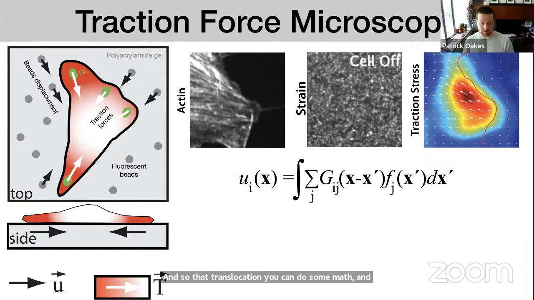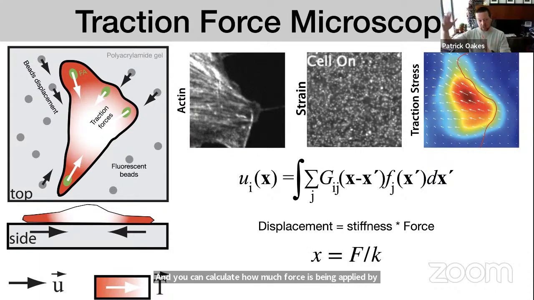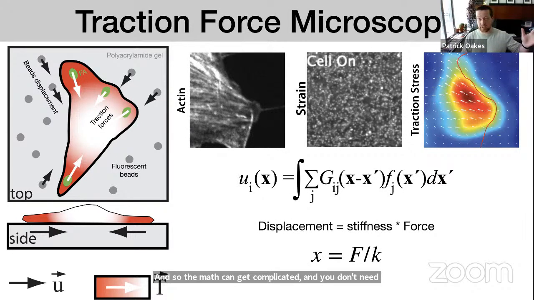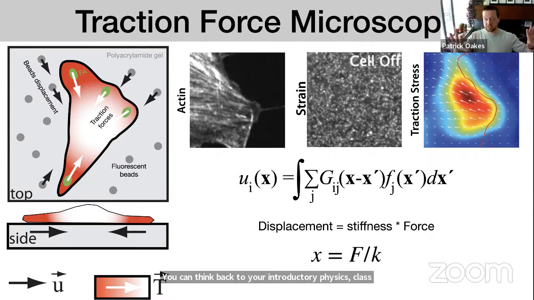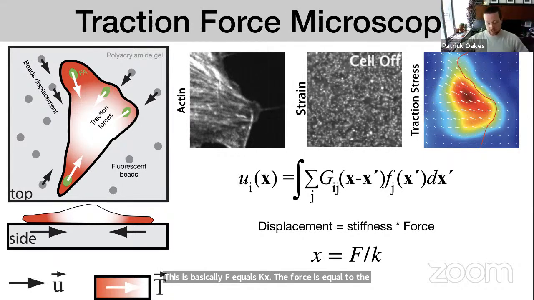And you can calculate how much force is being applied by these things. The math can get complicated and you don't need to focus on that. You can think back to your introductory physics class. This is basically F equals kx. The force is equal to the stiffness of the substrate times the displacement that substrate moves. We're just doing that in two dimensions, right?